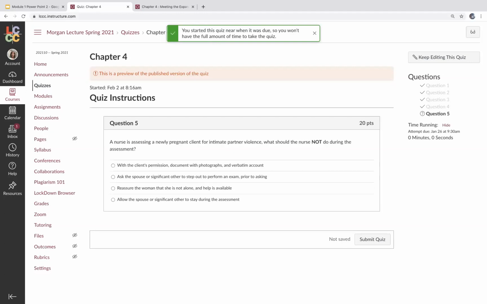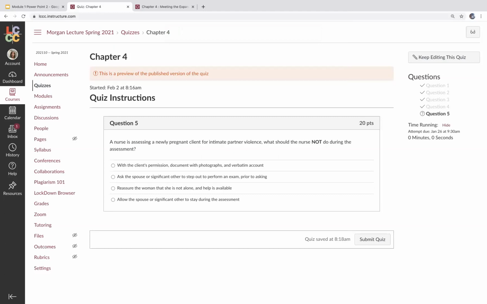A nurse is assessing a newly pregnant client for intimate partner violence. What should the nurse not do during the assessment? And I think a couple of students didn't catch the not. So be careful. Make sure you're reading your question completely. So what should they not do?